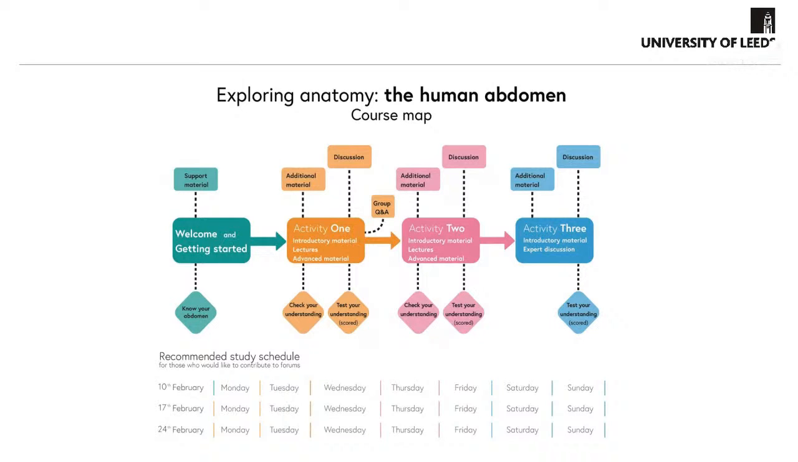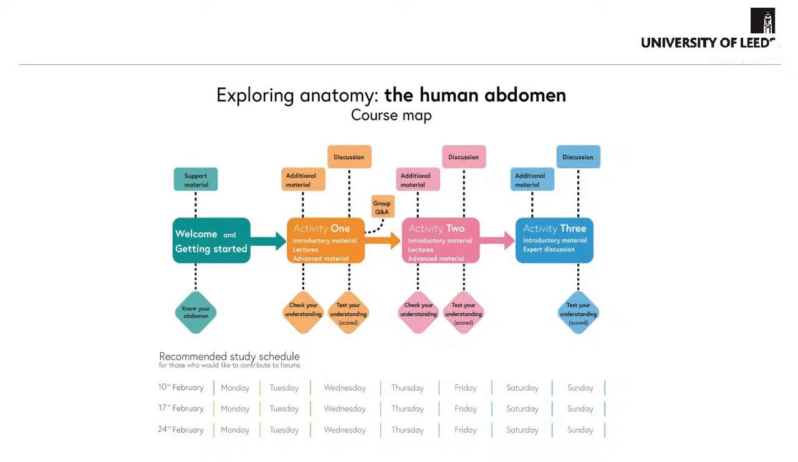And it was a MOOC that went on for 3 weeks, and within each week there were 3 activities. You can see there in orange, pink and blue. And the first 2 activities were about disseminating knowledge, information, and that was very much about an area of the body. And then the final activity in blue, we brought in a clinician, a surgeon.